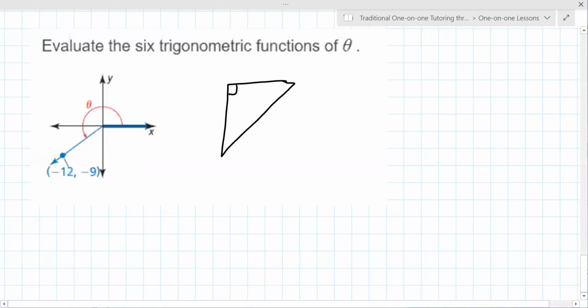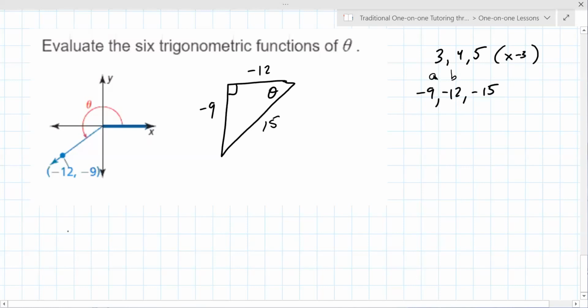So this one is -12, -9. And there's a 3, 4, 5 is your triple. And so why do I know that this works? Well, if you multiply each of these by -3, you get -9, -12, and -15. But again, I mentioned the hypotenuse is always positive, so you don't use the negative of that. But the a and b here, they're the -9 and -12. Your angle here is theta.